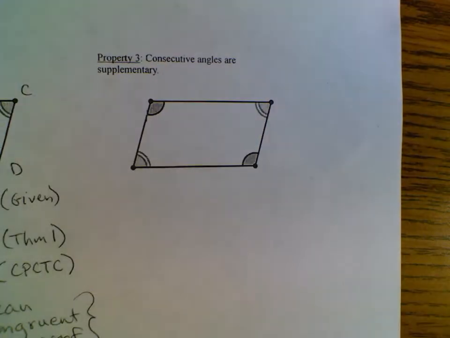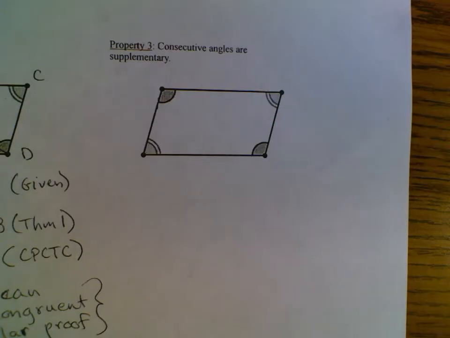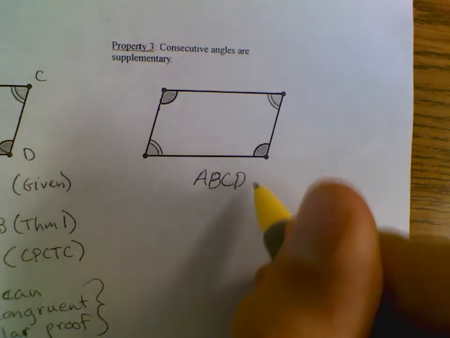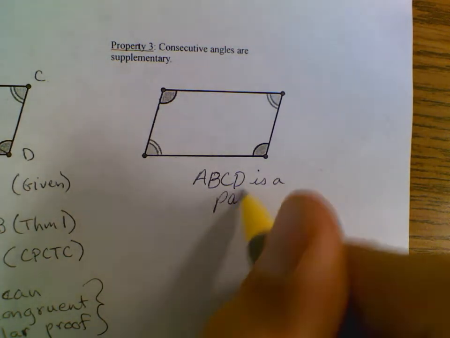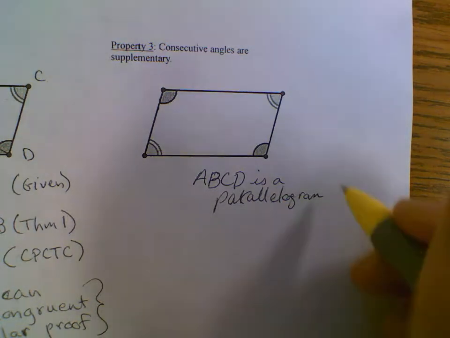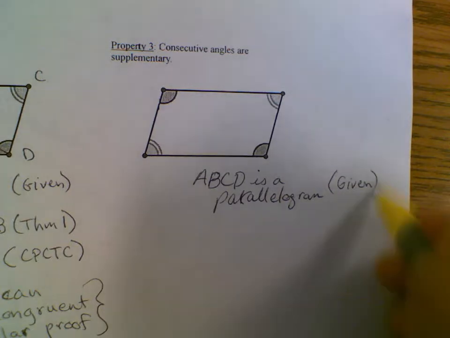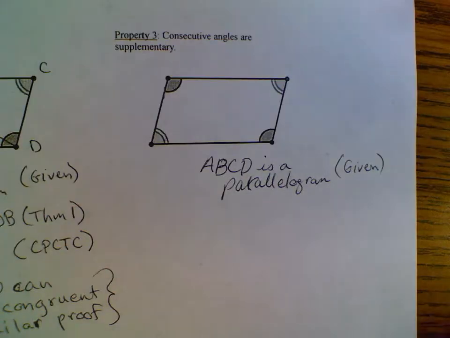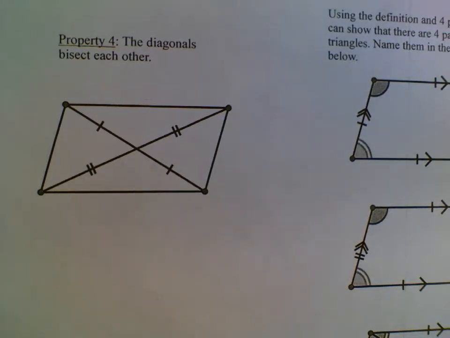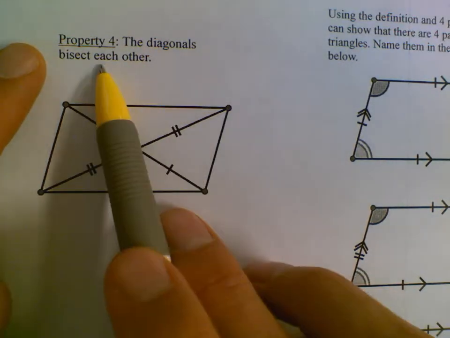All right, so consecutive angles are supplementary. We have to make sure that we're going to prove that consecutive angles are supplementary. So angle ABCD is a parallelogram. And you know what? I don't think that I would actually even prove this one. Well, let's pause on that one. We're going to skip the consecutive angles one for now, and we'll come back to it another time.